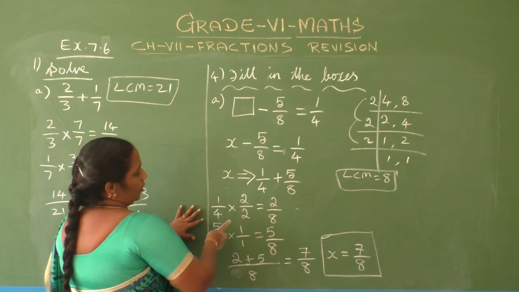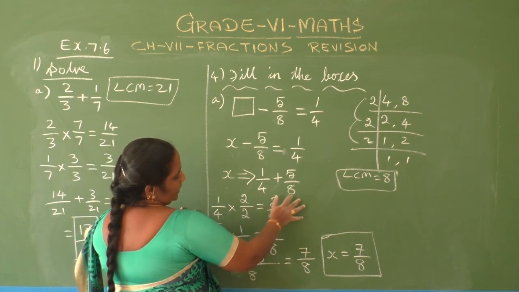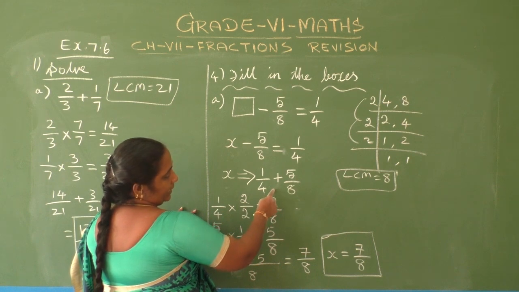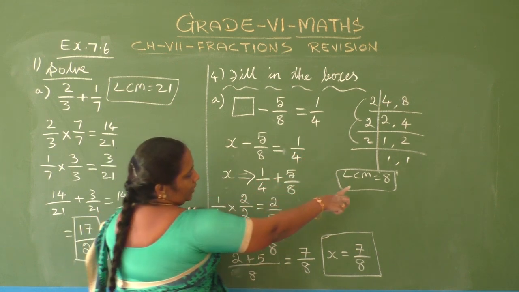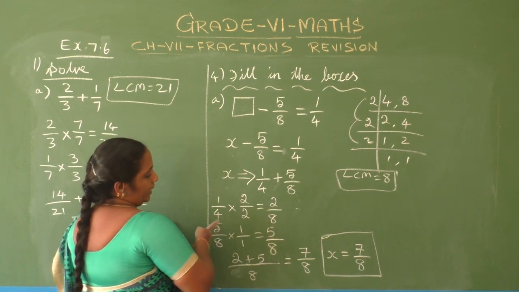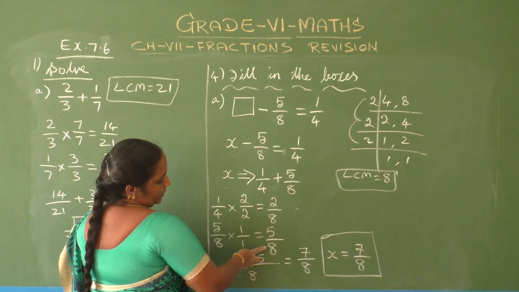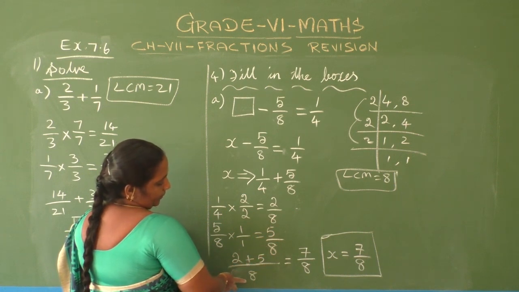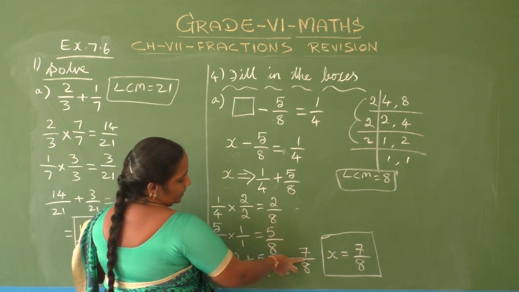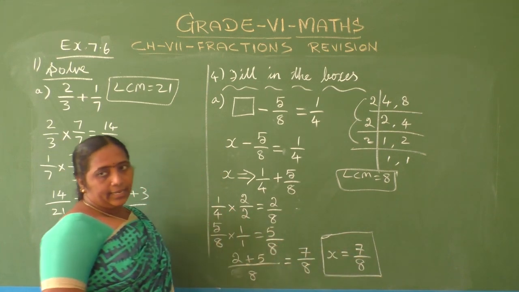So 1 by 4 plus 5 by 8. The denominators are different, so we can't add directly. We have to take the LCM. I found the LCM is 8. So I make a common denominator for 1 by 4 and 5 by 8: 2 by 8 and 5 by 8. The common denominator is 8. So 2 plus 5 is 7 by 8. So the value of x is 7 by 8.